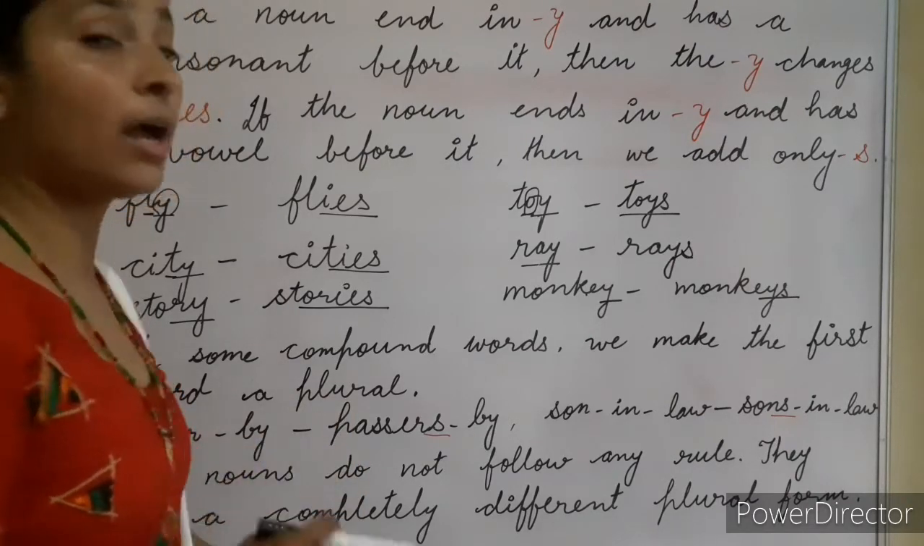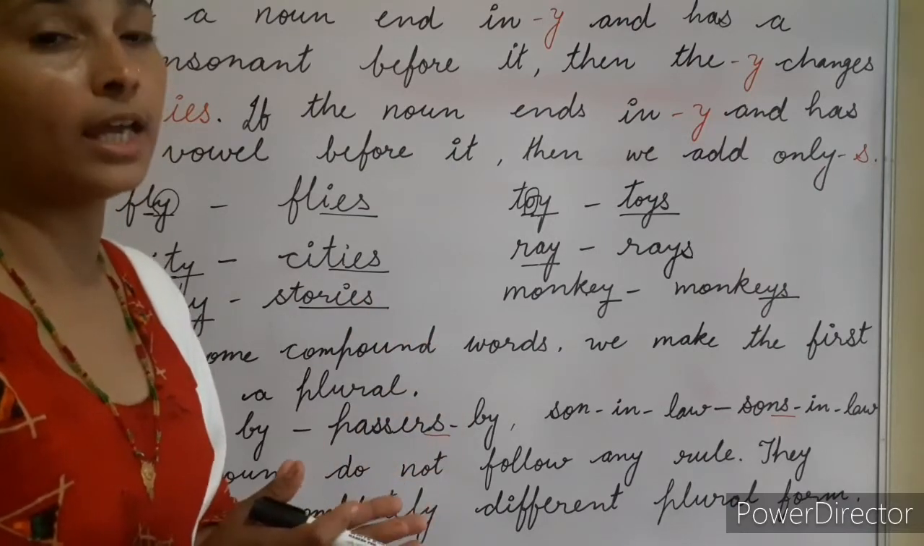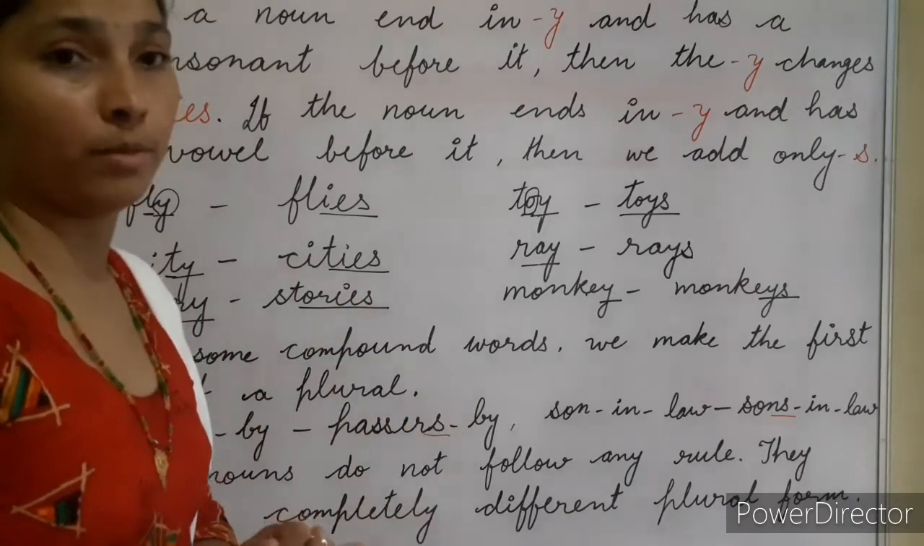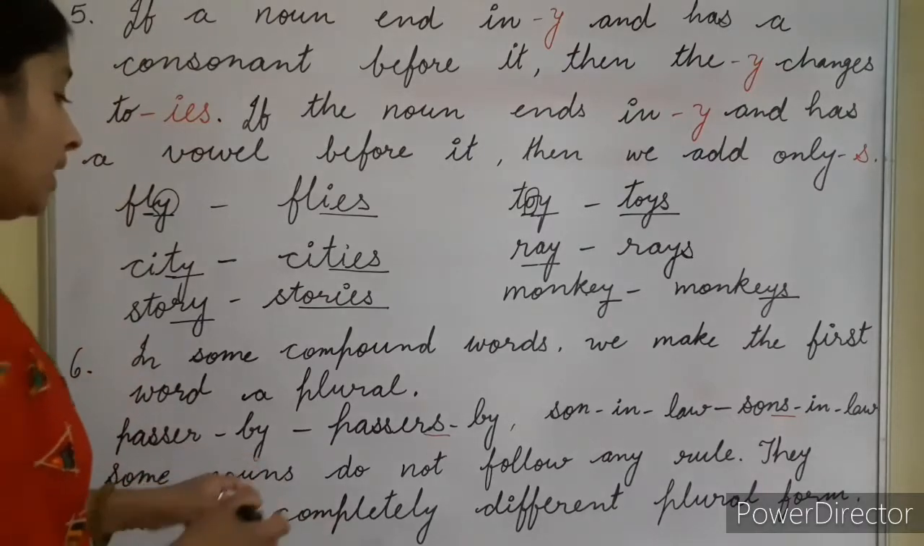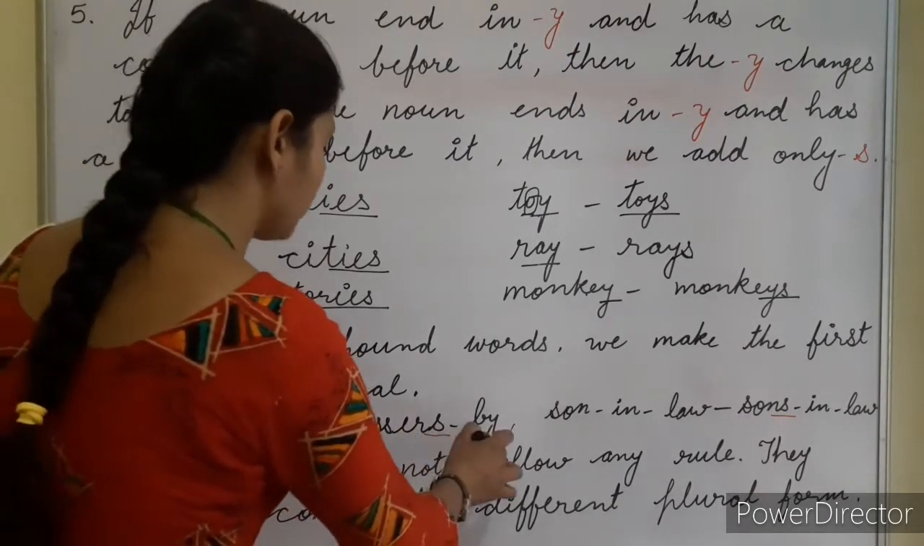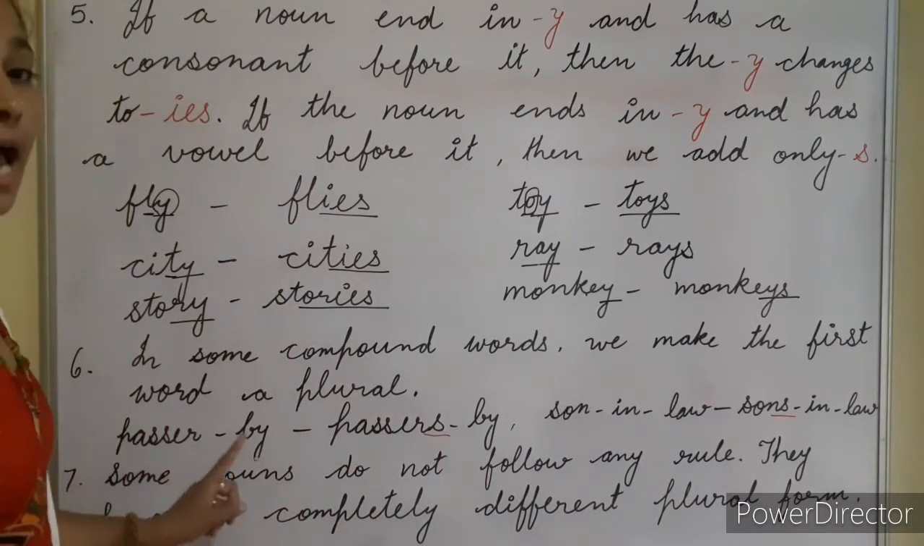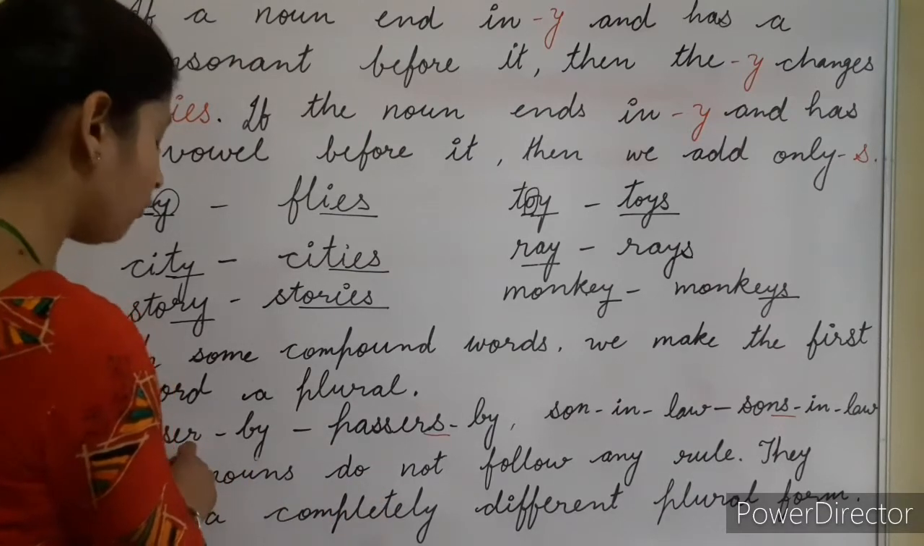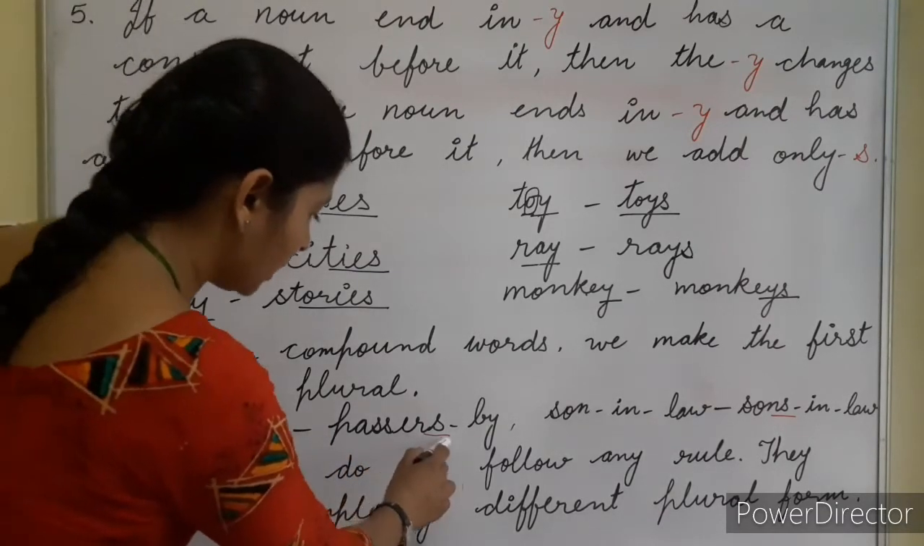So in compound words, जो आपका पहला word होता है वो ही हम plural form में बनाते हैं. So here passer by. So you will write here passers by. So you will put only s. Okay, passer is your first word. So that's why you are putting here s.